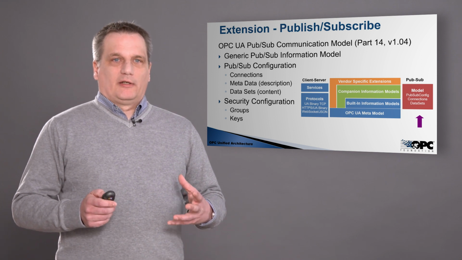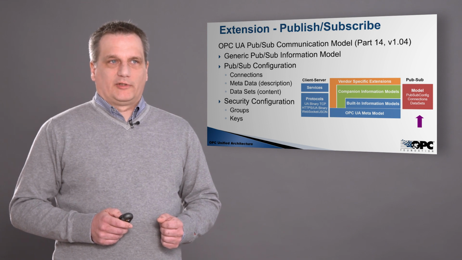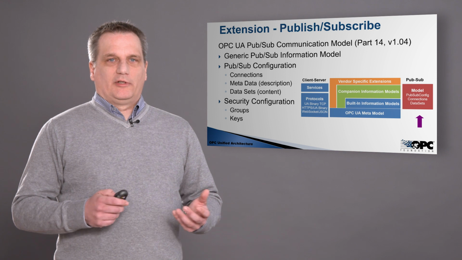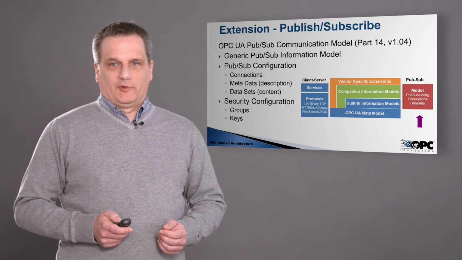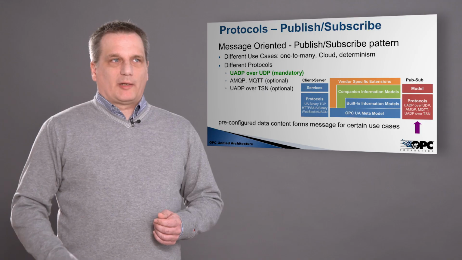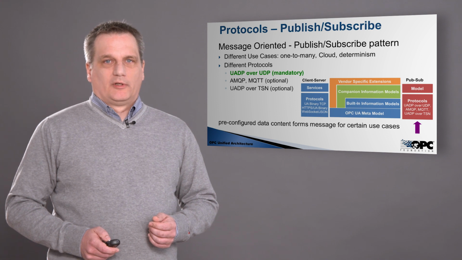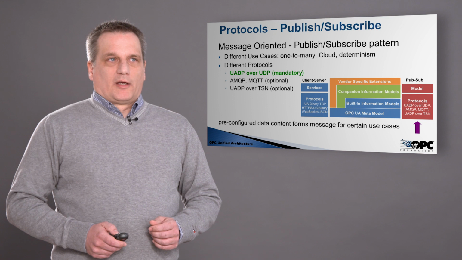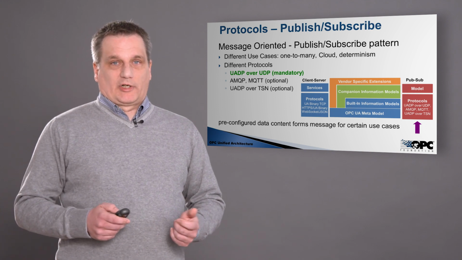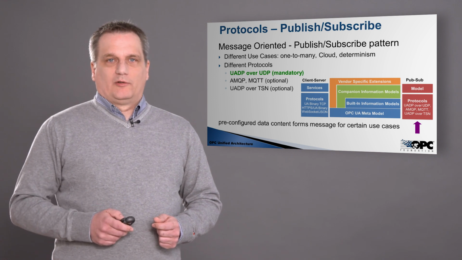And this description is again sitting inside the OPC server built-in model. In addition, we have security configuration. So we have security groups and security keys that need to be exchanged if we want to publish information encrypted. And all the receivers, the subscribers, need to get the key in order to decode the information. This is an extension, but no change to the existing layered architecture of OPC UA. For the publish-subscribe, we also have different protocols that we use to transport the information. This message-oriented communication pattern can be used for one-to-many communication, it can be used for cloud communication, and in a cyclic and time-sliced manner, it also can be used for deterministic communication.